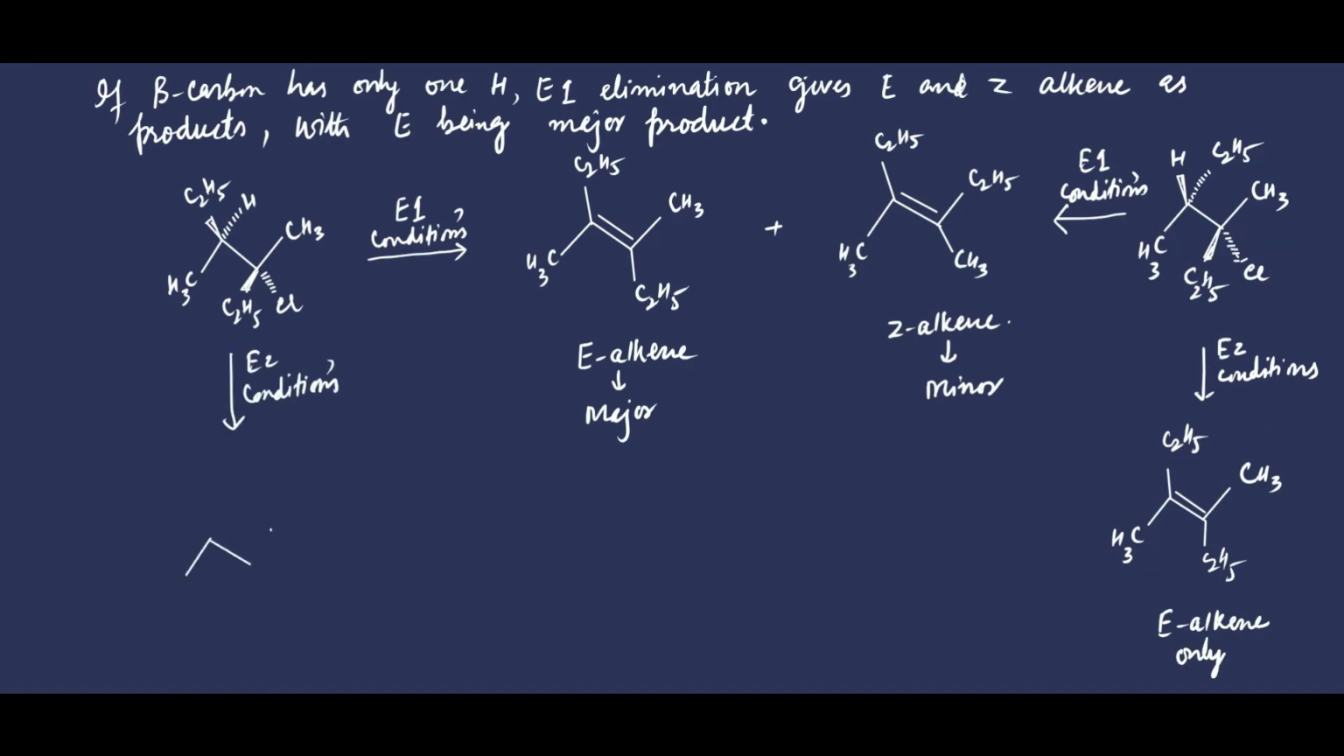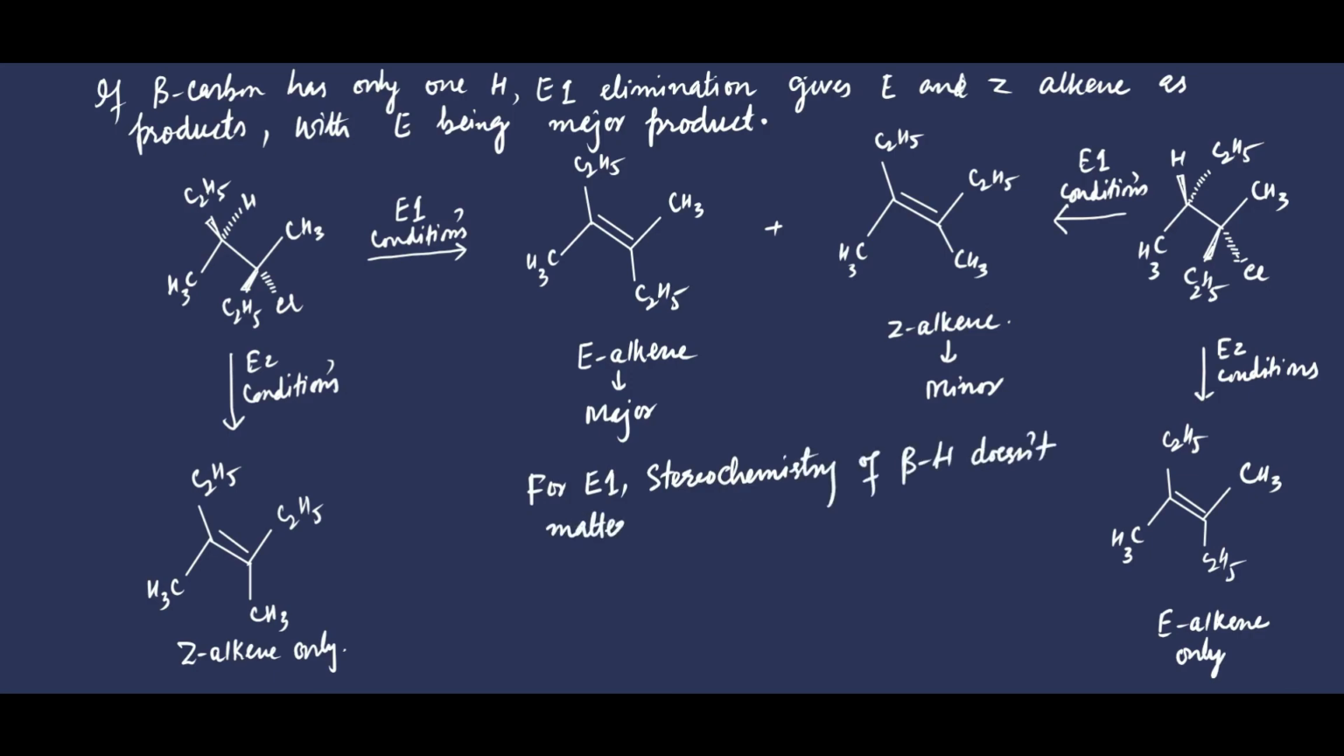The other substrate upon subjecting to E2 conditions, gives only Z alkene as product. This is because, in the substrate, leaving group chlorine and beta hydrogen are cis and elimination cannot take place in this conformation. For E2 elimination, the leaving group and hydrogen must be trans to each other, and in that particular conformation, the ethyl groups and methyl groups are cis to each other to make Z alkene as the only product. Thus we understood that, for E1, stereochemistry of beta hydrogen does not matter. Thus, E1 is non-stereospecific, and E2 is stereospecific.